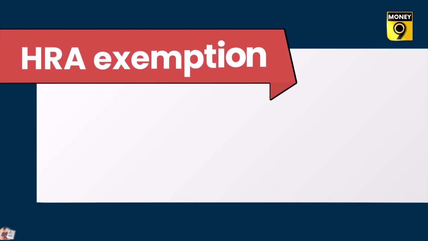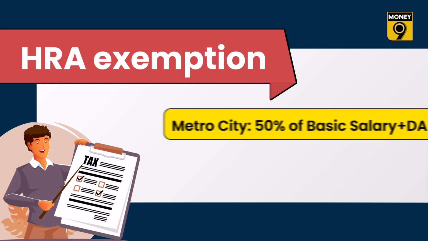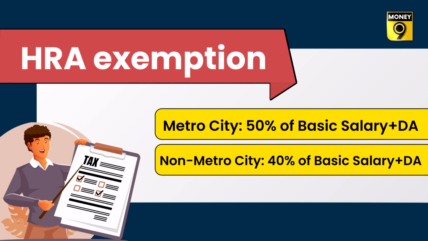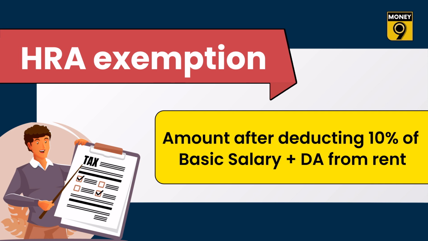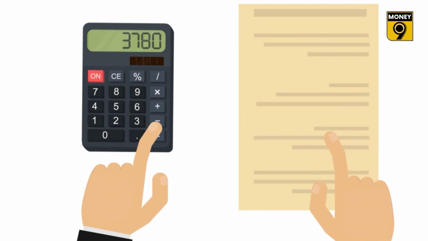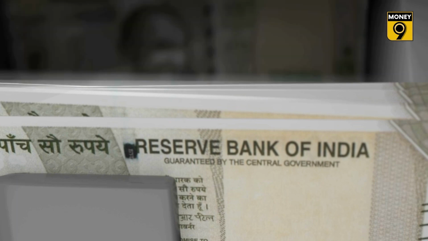The calculation of HRA exemption depends on three things. Number 1, the actual amount received as HRA. Number 2, either 50% of basic salary plus DA in metro cities or 40% of basic plus DA in non-metro cities. And finally, number 3, the amount that comes after deducting 10% of basic salary plus DA from the actual amount of rent. Tax exemption will be given on the amount which is least among these three.